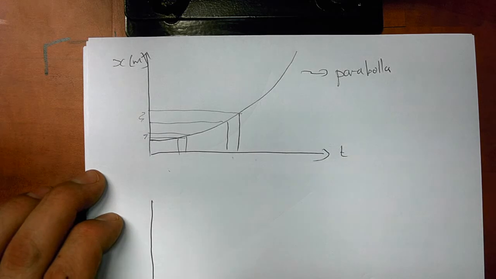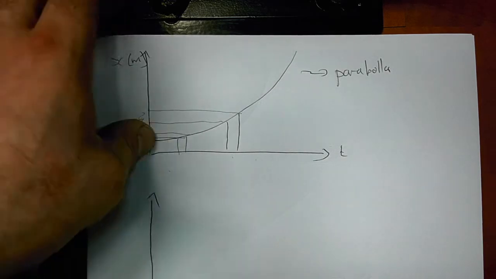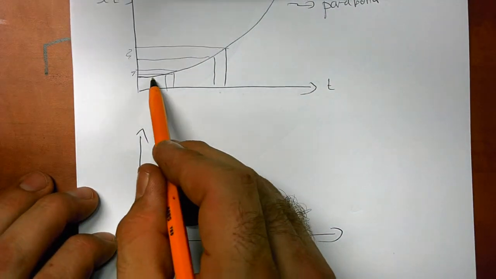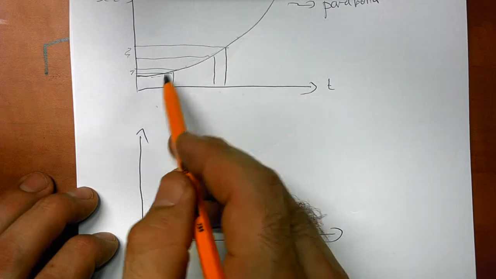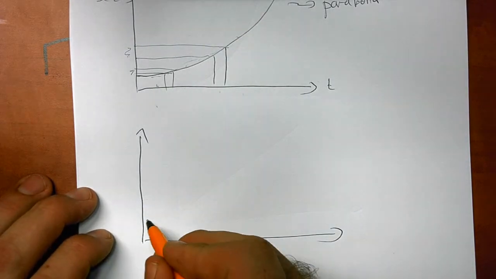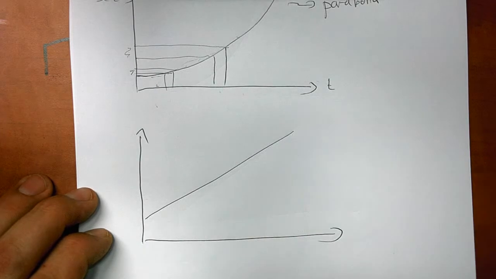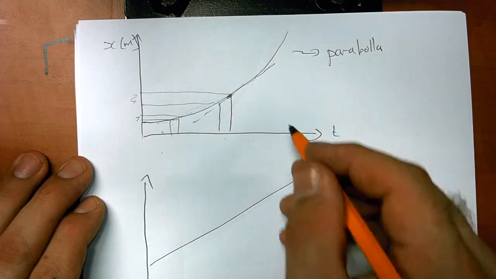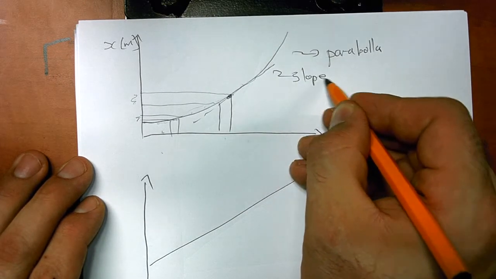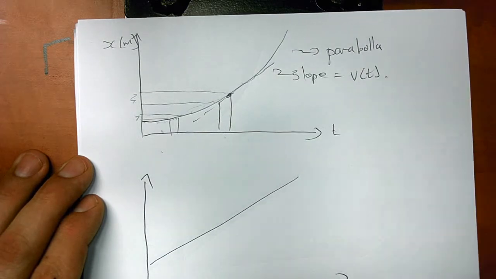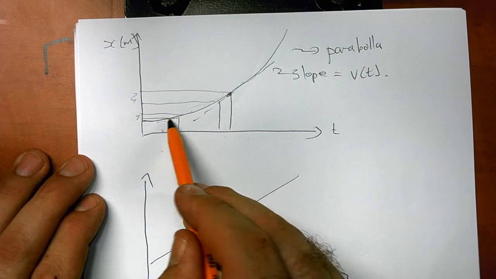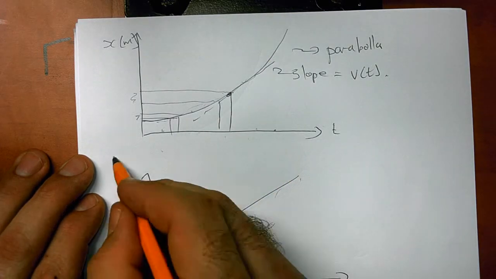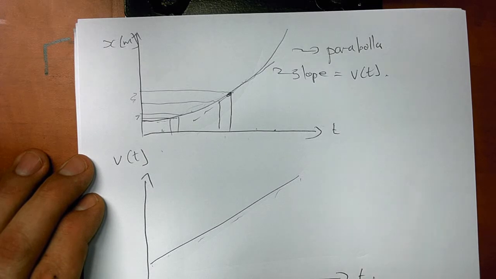Now we said that if I've got a parabola and I want to figure out what the slope is at different points, I must calculate its derivative. I know that that will be some sort of straight line. But I also know that the slope of a line passing through that point is equal to the instantaneous velocity. So if I plot the slope of this curve for different values of time, I get this, and this then has to be the velocity as a function of time.